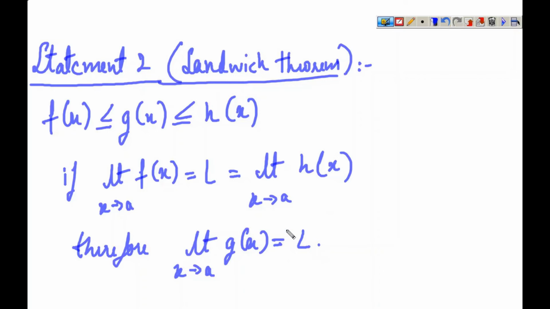It is called the sandwich theorem because, as we can see, g of x is in between f of x and h of x. The value of g of x lies in between, and when we have the same limit for f of x and h of x, automatically the limit of g of x also equals L. Here, by making a graph, we can understand this one.